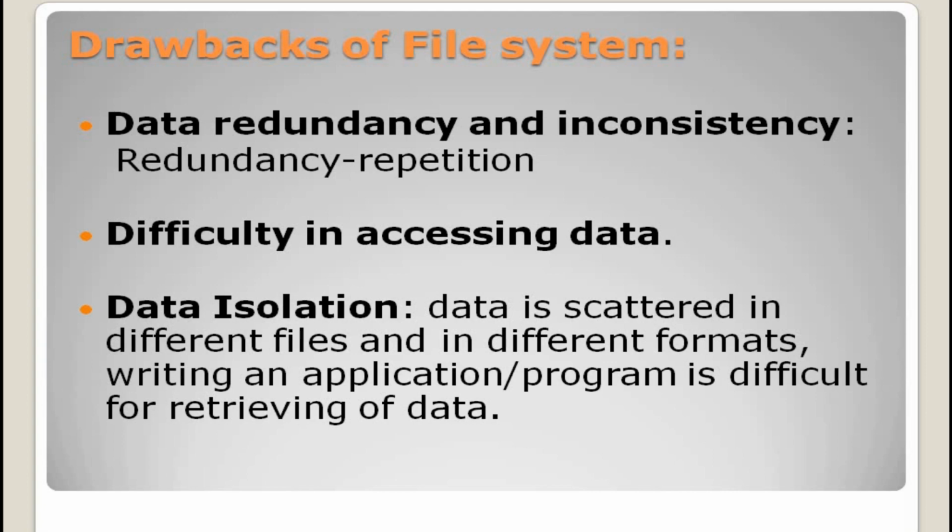So the first drawback of the file system is data redundancy and inconsistency. It is nothing but the repetition of the data. Suppose in a file system I am storing data of a student with a particular enrollment and name. I can store the same data multiple times. There is no restriction in the file system that once the data is stored for one particular student, I cannot repeat it. That is what data redundancy is. File system was not able to restrict users from storing the same data multiple times.